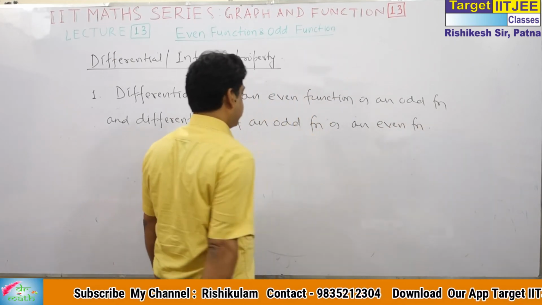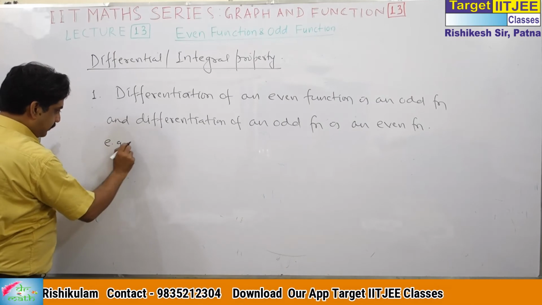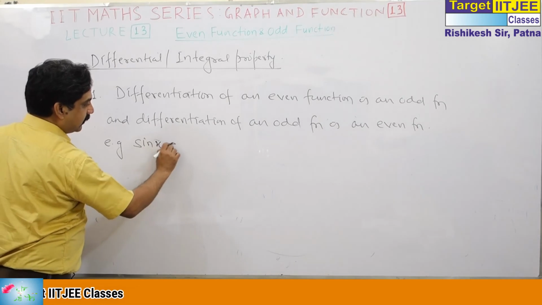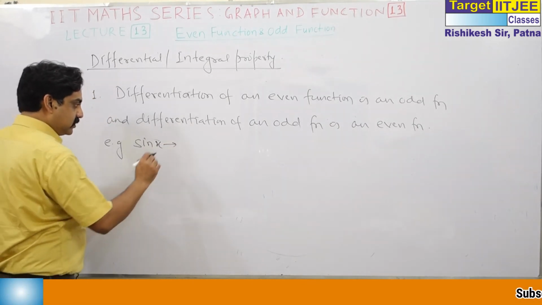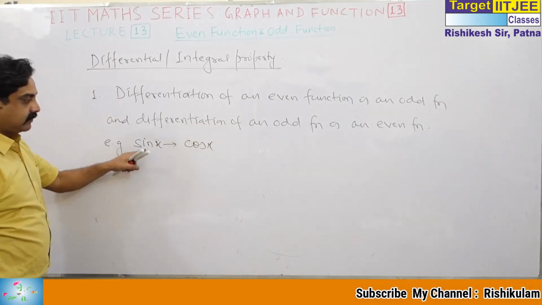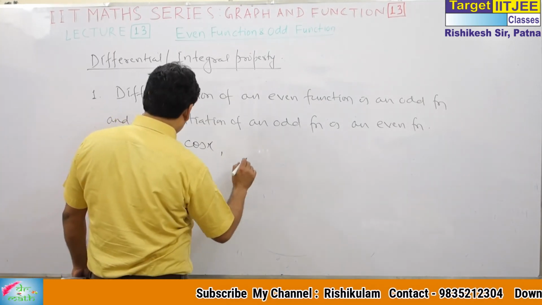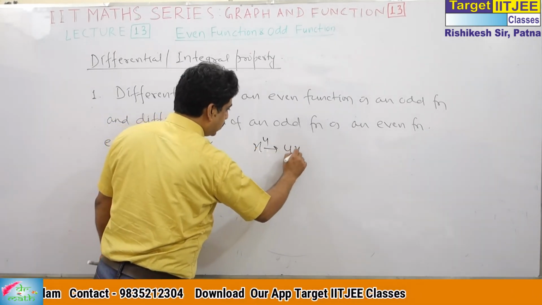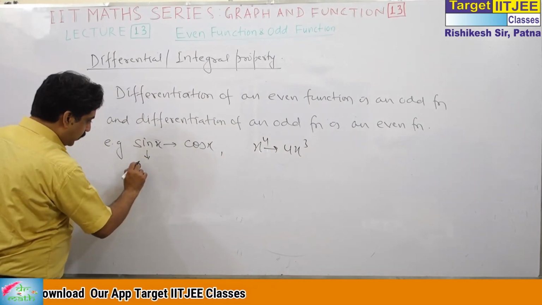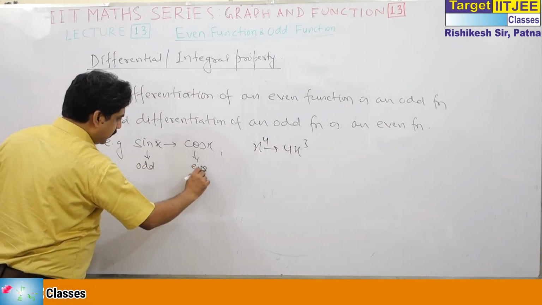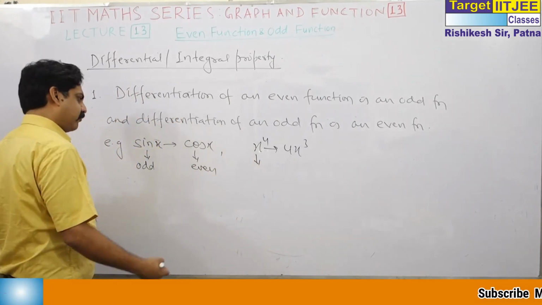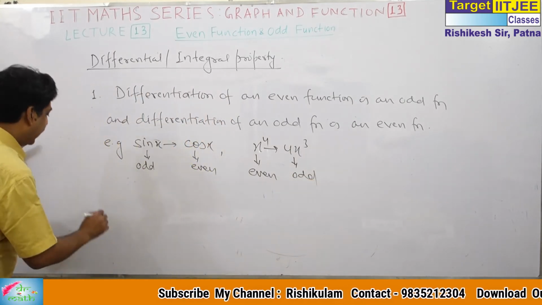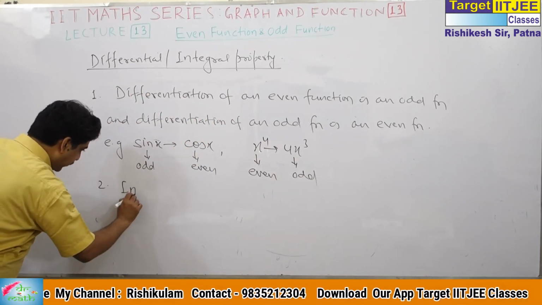For example, sin x is an odd function. Its differentiation is cos x, an even function. What is x to the power 4? Even function. What is the differentiation? 4x cube, an odd function. You can also do this mathematically, I am not doing it, left for you. This is even, this is odd. Now, likewise, this is important.